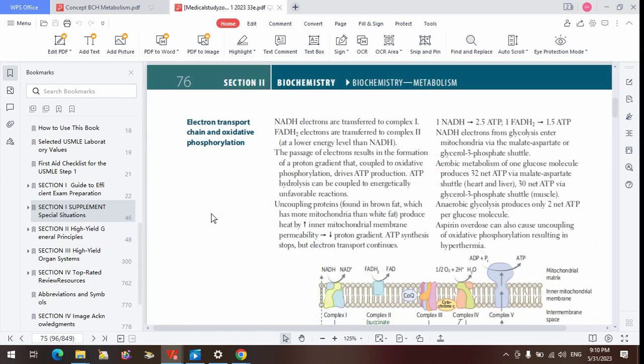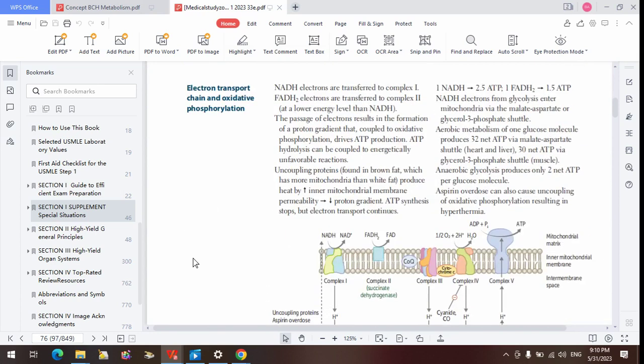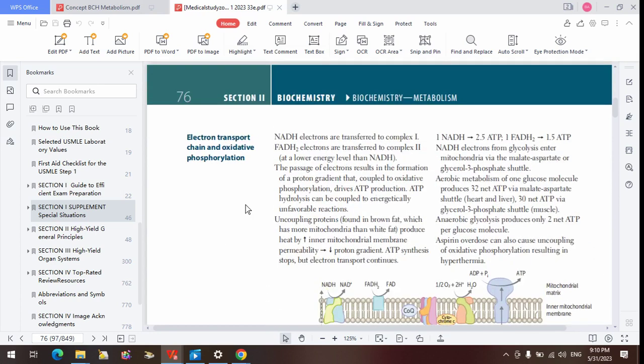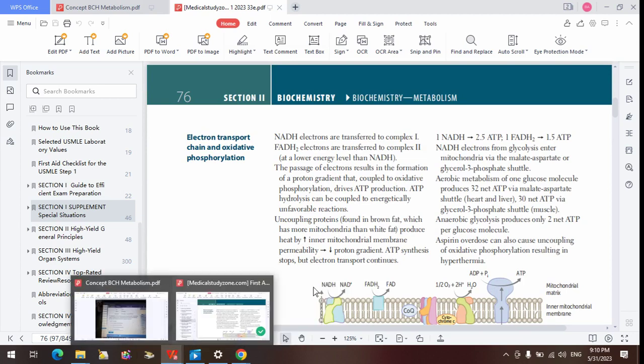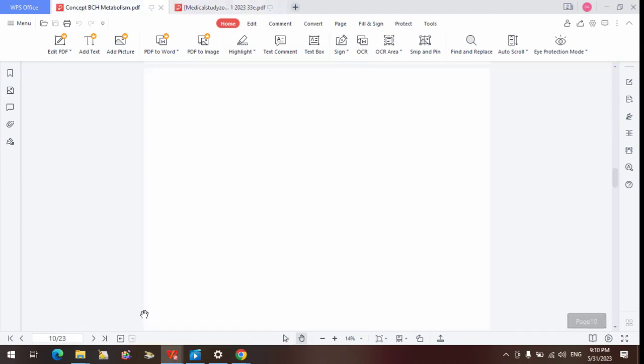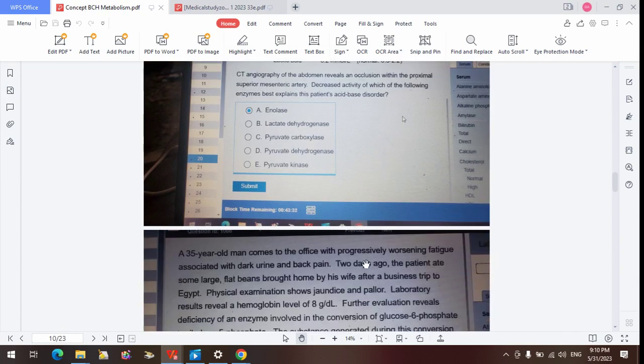How was I thinking it's for conversion to acetylcholine? No. Conversion to acetyl-CoA is by dehydrogenase. Okay, I think it's clear now. Dehydrogenase, okay.